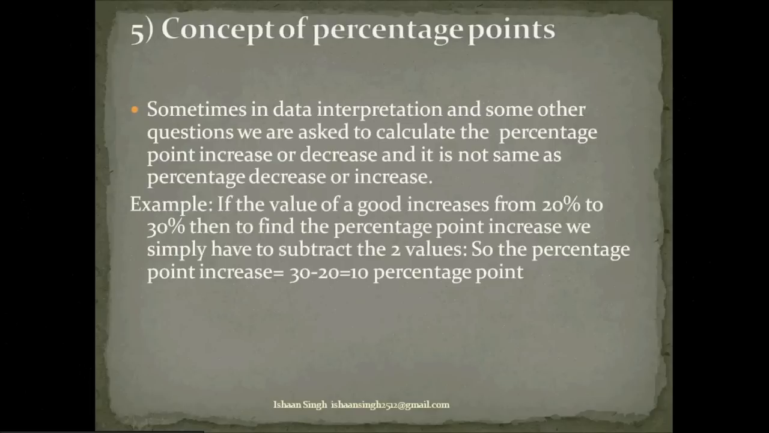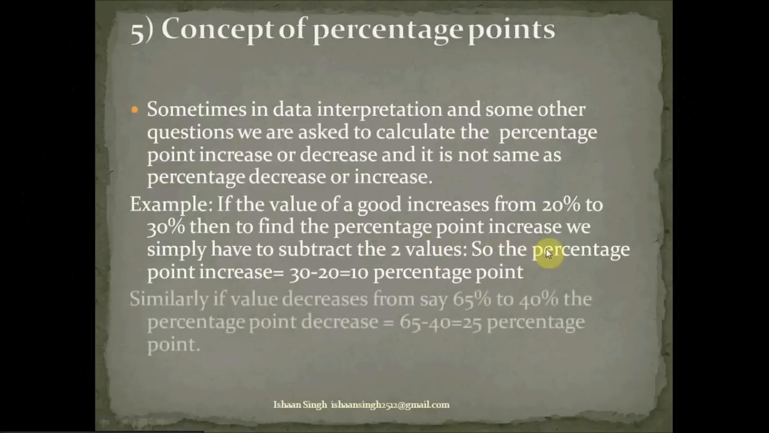Suppose the value of a good increases from 20% to 30%, then to find the percentage point increase, we simply have to subtract the two values. So the percentage point increase is equal to 30 minus 20, which is 10 percentage points. Similarly, if a value decreases from say 65% to 40%, the percentage point decrease is 65 minus 40, which is 25 percentage points. It is a very simple concept. You just must know what a percentage point is. It is a simple subtraction of the two numbers.